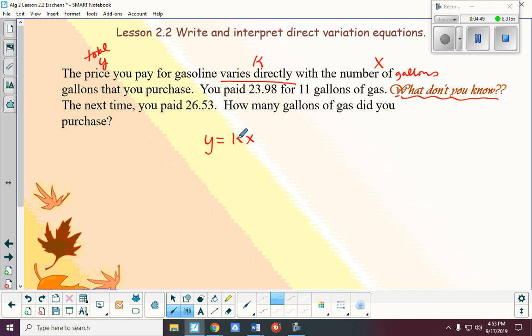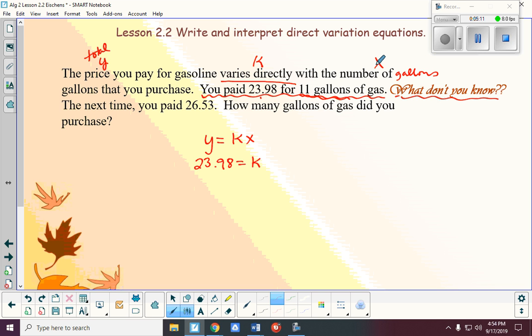Let's just start with the general form of direct variation. And here they tell us one situation so that we could figure out what our constant of variation is. You paid $23.98. That is the total, which is y. So you put $23.98 here, and we don't know k. And x, we had 11 gallons.